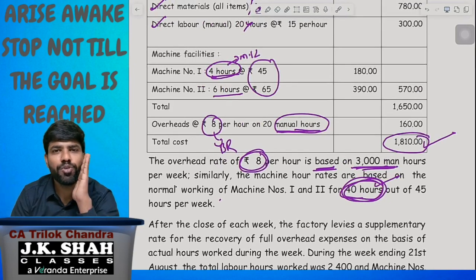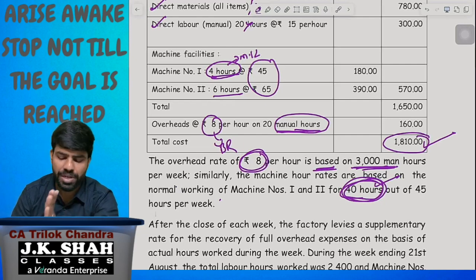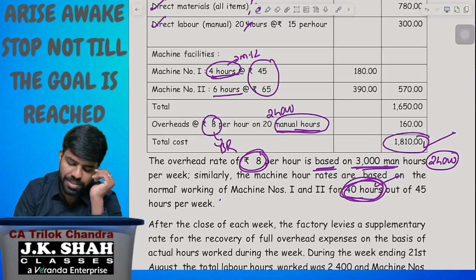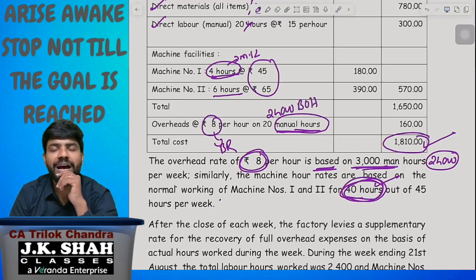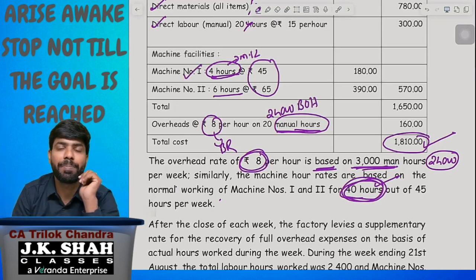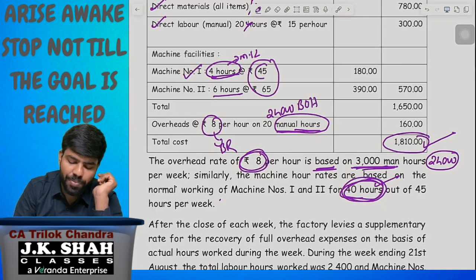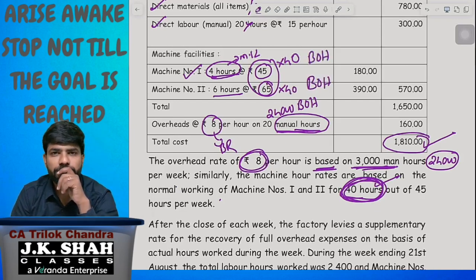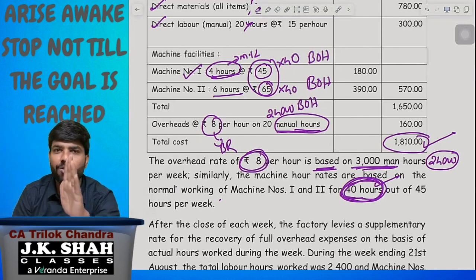Now, ultimately, what I mean to conclude is 8 into 3000 will be getting 24,000. That is the, okay, let me write here. 24,000 is the budgeted overheads or budgeted other overheads. If you want to calculate machine 1 budgeted overheads, 45 rupees is the budgeted rate. Budgeted hours is 40. 45 into 40, here it is 65 into 40. We'll be getting budgeted overheads. Clear? I haven't come to the requirement. I haven't explained the requirement, I'm just explaining the question.